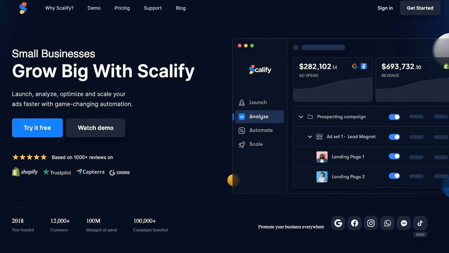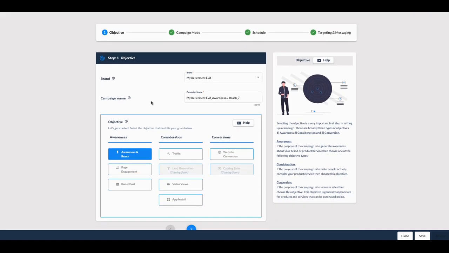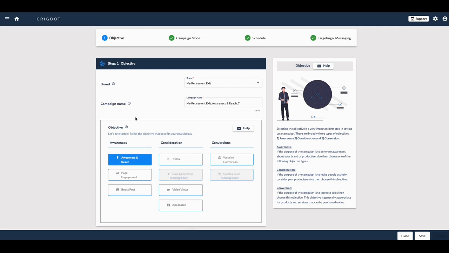One of the first things I wanted to show you is the setup here in Crigloo. You have the option here. This is a campaign. These are the different types of campaigns we can do: awareness, consideration, or conversion. When you're really looking at different ads, you need to figure out what phase or what part of the funnel people may be in. That's very well thought out when I look at this particular piece.